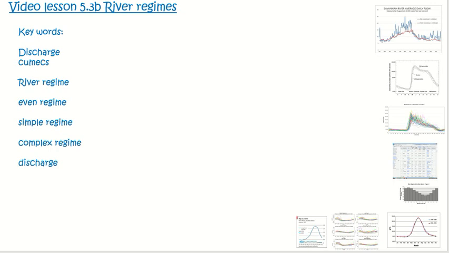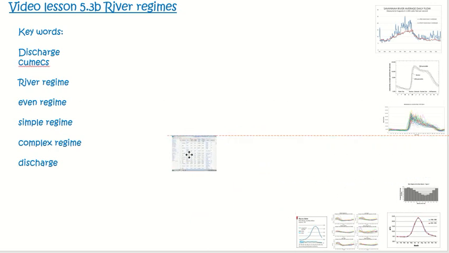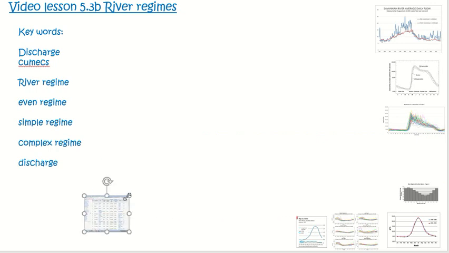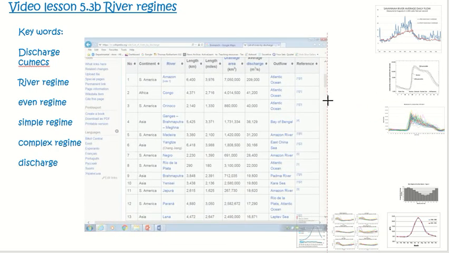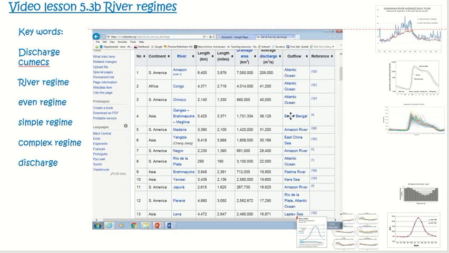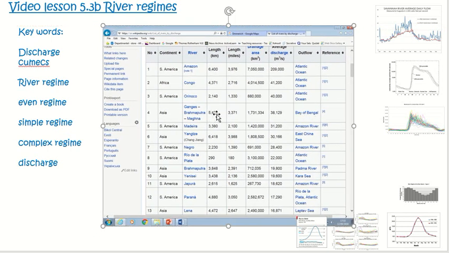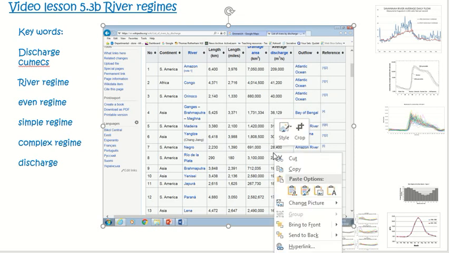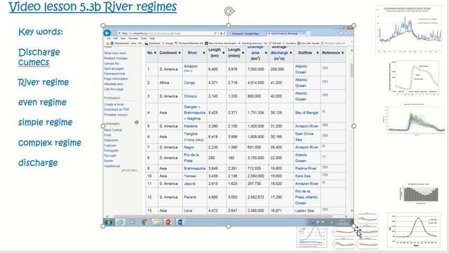Right then, before we actually look at any of these regimes that I've got on my slide, I've just pulled up a table and want to look at it. It kind of links on from last lesson with positive water budgets and runoff and things like that. And if you look at, let me bring this to front one sec.